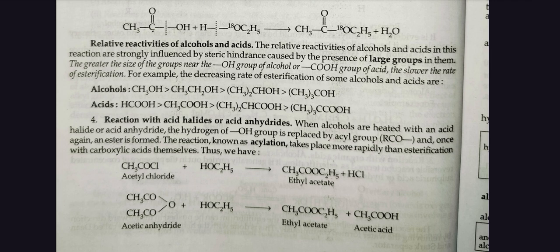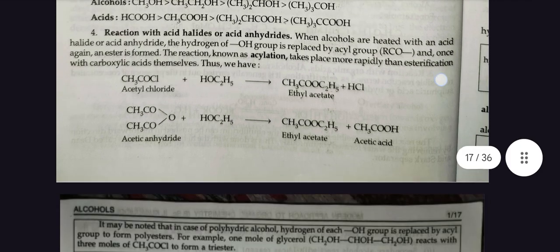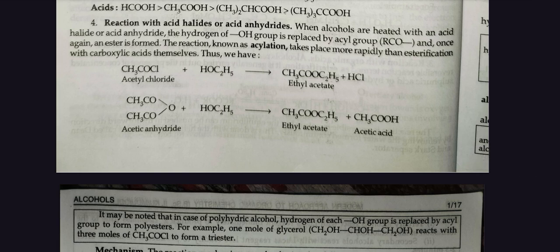Fourth, reaction with acid halide or acid anhydride. When alcohols are heated with an acid halide or acid anhydride, the hydrogen of the OH group is replaced by the acyl group RCO, and once again an ester is formed. The reaction is known as acylation, takes place more rapidly than esterification with carboxylic acids themselves, and thus we have acetyl chloride with ethanol giving ethyl acetate.